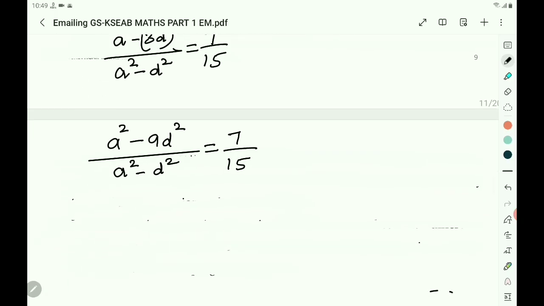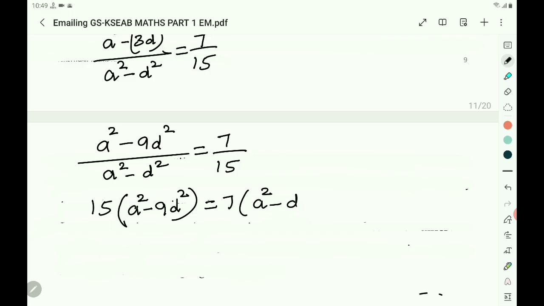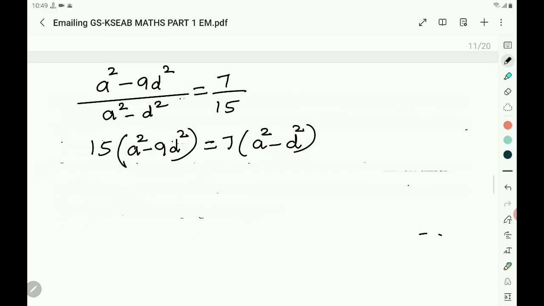Then do the cross multiplication. This into 15 equals this into this one, A square minus D square. Then you write 15 into A square minus 9D square equals 7 into A square minus D square.